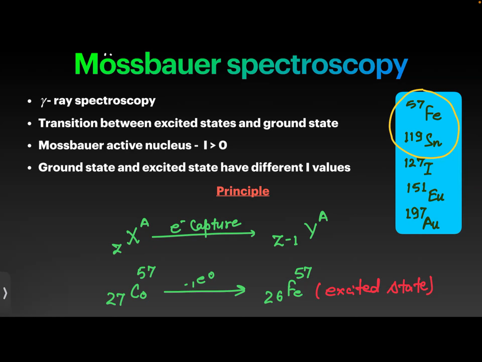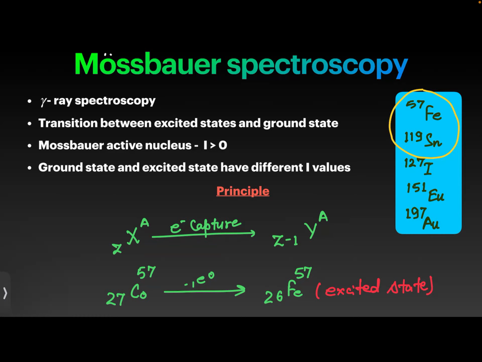So here, the simple principle is we have a radioactive source, imagine X, which has atomic number Z and atomic mass A. If it captures one electron, it becomes Y, which has one less atomic number and the same atomic mass. So generally we use cobalt 57. It captures one electron and we get an excited iron atom system, which has the same atomic mass. But that is in an excited state, so it will lose a gamma ray and come to the ground state. According to my point of view, there are only very specific systems we can study through this spectroscopy.